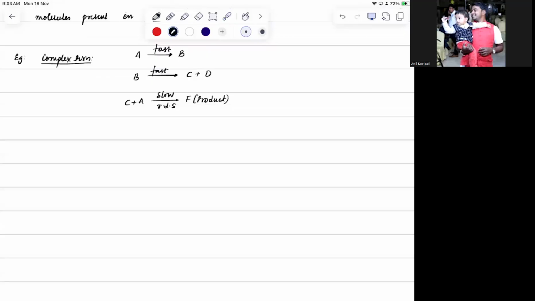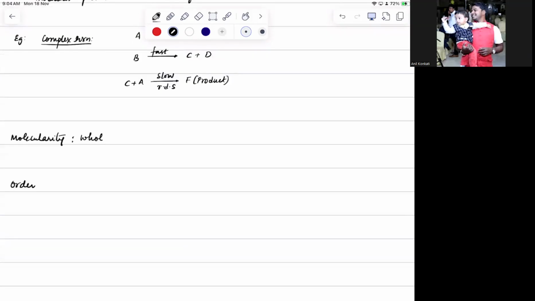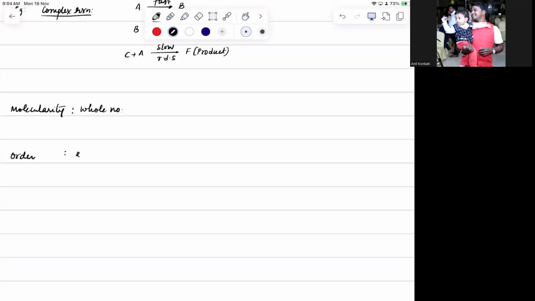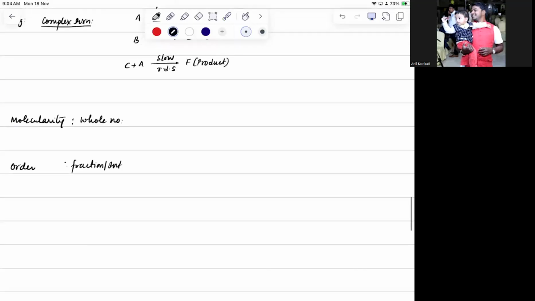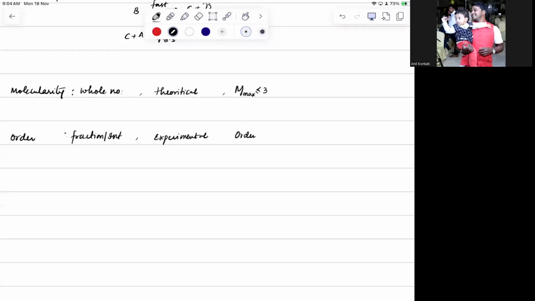Okay. Now, basic pointers we need to know about molecularity and order. If you compare, molecularity is always a whole number, while order could be any rational number, any fraction or integer. Next, this is a theoretical value, while this is an experimental value. Okay. Here, maximum molecularity is less than or equal to 3. Here, order could be greater than 3 as well. It can take values as high as possible. Okay.